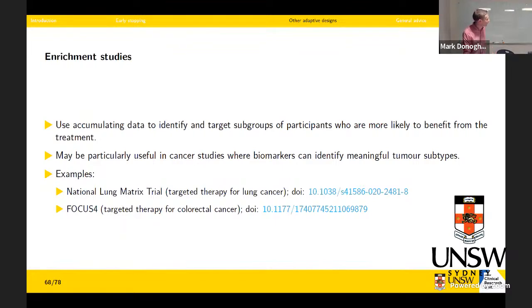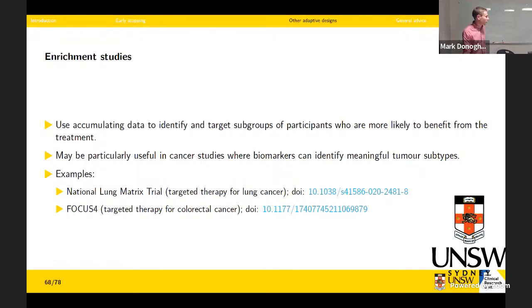Enrichment studies is the idea that while you're accumulating the data, you might identify subgroups of patients who the treatment is working particularly well in, and you might then decide to target recruitment towards those subgroups of patients so that you get more of them in the study. And so that those people who might benefit from the treatment are more likely to receive the treatment.